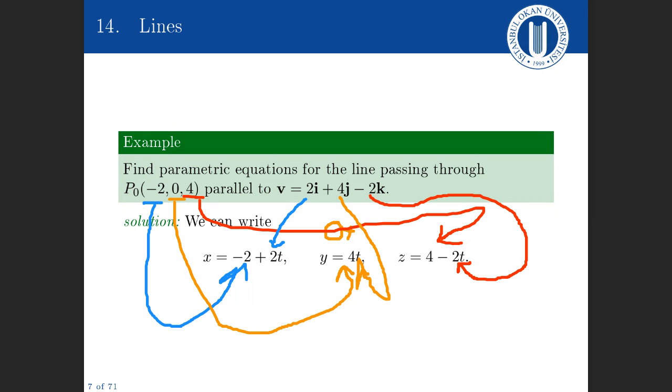So the first equation is x is -2 plus 2t. The second equation is 0 plus 4t. We can just write that as 4t. And the third equation is z is equal to 4 minus 2t. We're just taking the numbers in the question and then understanding where we put them.